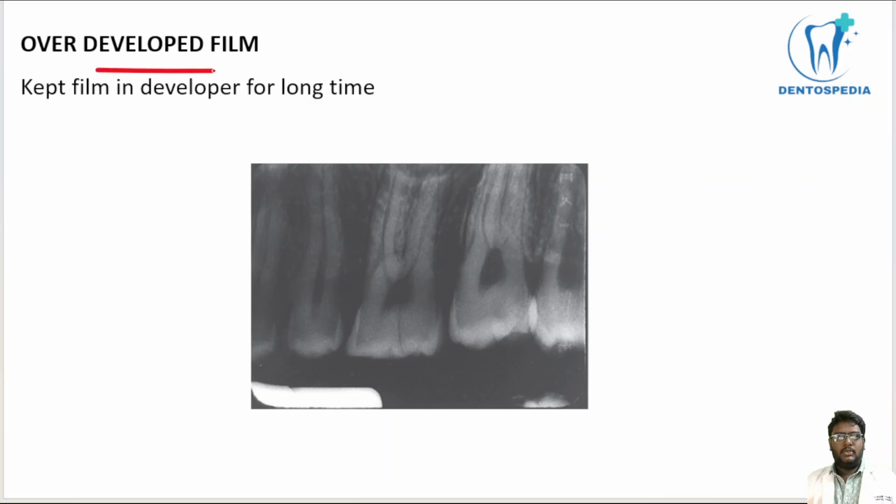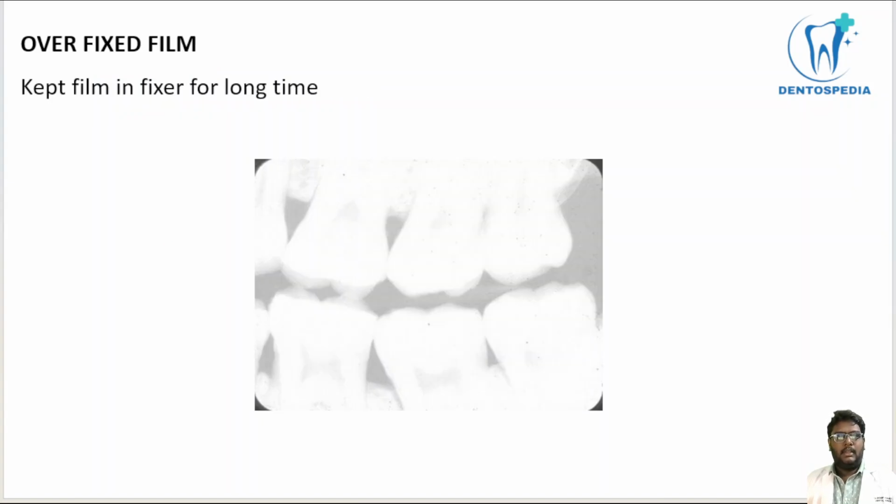Overdeveloped film. If we keep the film in the developer for a long time, we will get this kind of radiographic error. It is more of a blackish film. Overfixed film. If the film is placed inside the fixer for a long time, we will get this kind of radiograph, and you will see there is no difference between enamel, dentin, and pulp.